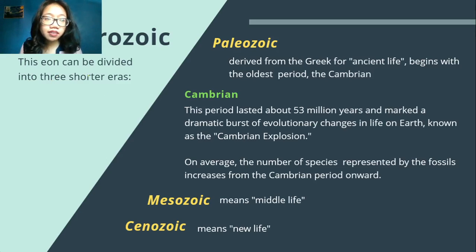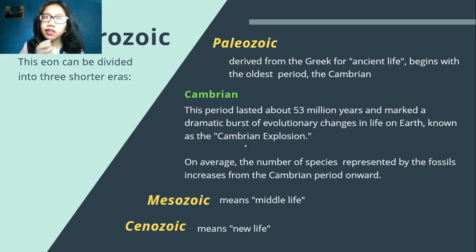So the Paleozoic, so this is still under the Phanerozoic eon, okay, and it's divided into the three. Paleozoic, derived from the Greek for ancient life, begins with the oldest period, the Cambrian. So as we said, COS the MPP. So Cambrian is the first. The Cambrian is very important and is an amazing time actually, because this period lasted about 53 million years and marked a dramatic burst of evolutionary changes in life on Earth known as the Cambrian Explosion.